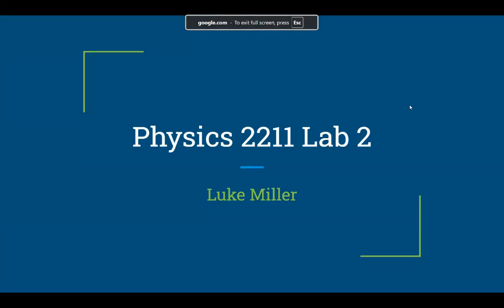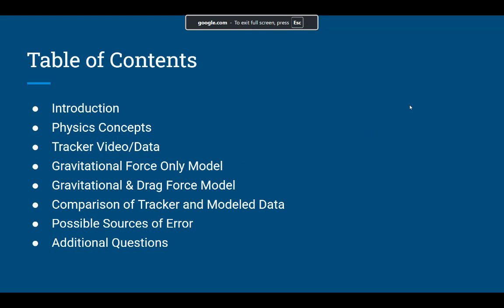So this is the Physics 2-on-1 Lab 2. Our introduction, quick table of contents look here. We're going to have introduction to physics concepts, look at the tracker video and data, talk about the gravitational force only model, the gravitational drag and force model, the comparison of tracker and model data, talk about some possible sources of error, and then answer some additional questions.